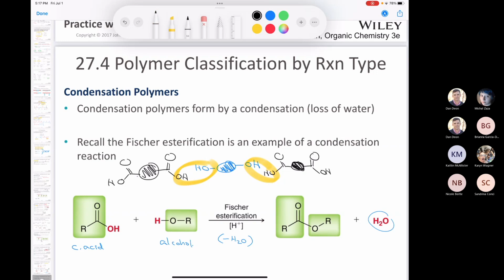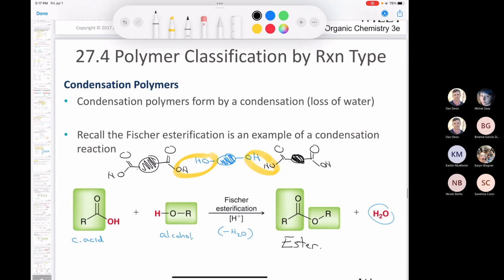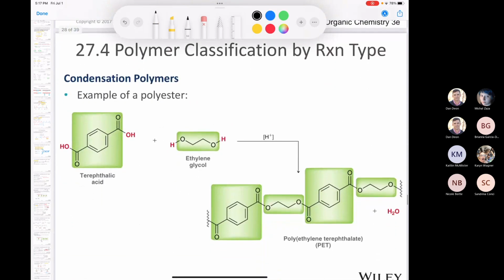Ester, because you're making a bunch of ester bonds. And I'm sure you've all heard of polyesters. I know you have. But that's how a polyester is made. Nothing more than that. Just a bunch of Fischer esterifications.